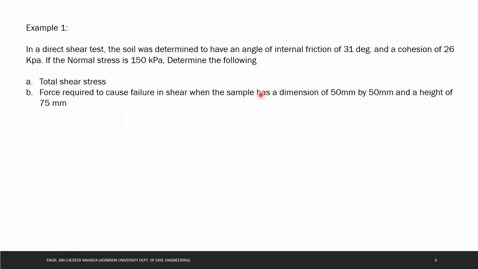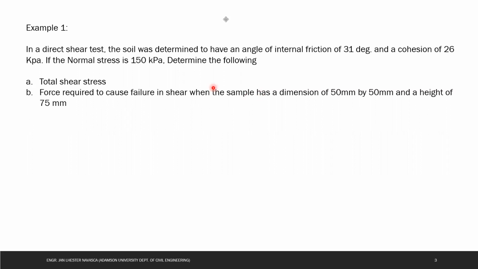Okay, so let's try. In example problem 1, the direct shear test, the soil was determined to have an angle of internal friction of 31 degrees and a cohesion of 26 kPa. If the normal stress is 150 kPa, determine the following.